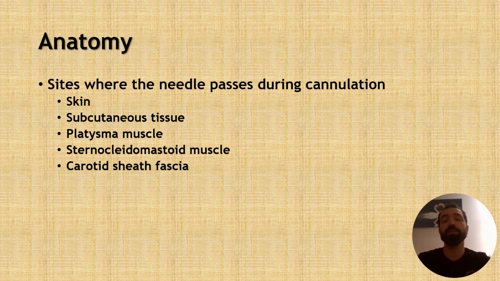Let's now look at the tissues the needle passes through during the cannulation. First it is skin, then the subcutaneous tissue, then platysma, then the sternocleidomastoid muscle, and finally the carotid sheath fascia, before puncturing the vein itself.